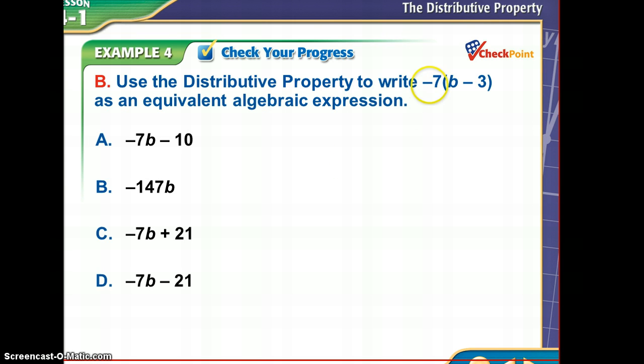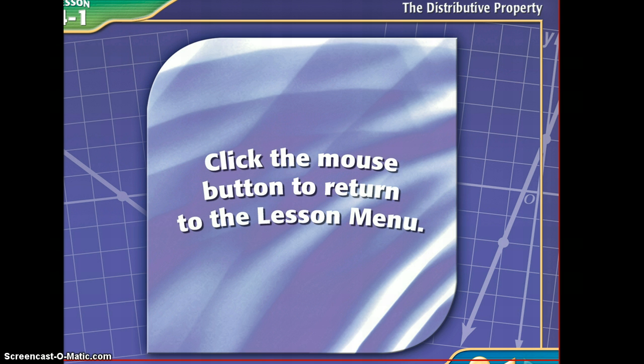Okay, I'm just going to caution you here. Remember, this is a negative 7 in front when you begin to distribute. And your choice this time should have been negative 7b plus 21. Notice you had a negative 7 times a negative 3. Negative times a negative will be positive. And that's it.